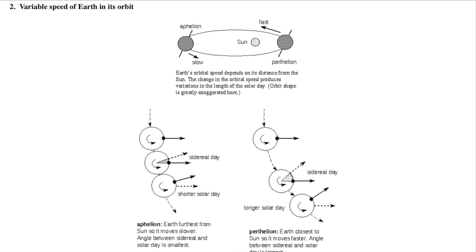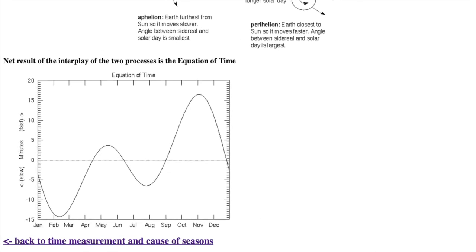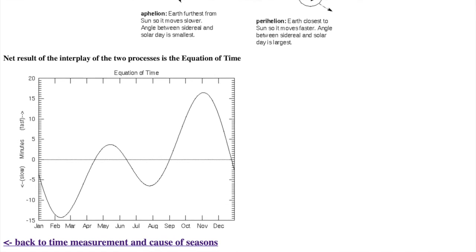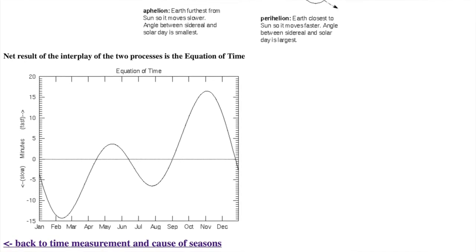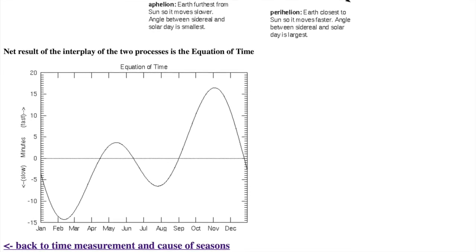At perihelion in January, the Earth moves faster, so the sun drifts faster among the stars, and therefore the angle between sidereal day and solar day is largest. The solar day will be more than 24 hours. These two processes are not aligned with each other, so the equation of time plot is this curvy thing shown here. Sometimes the real, actual sun is fast, and sometimes it is slow.